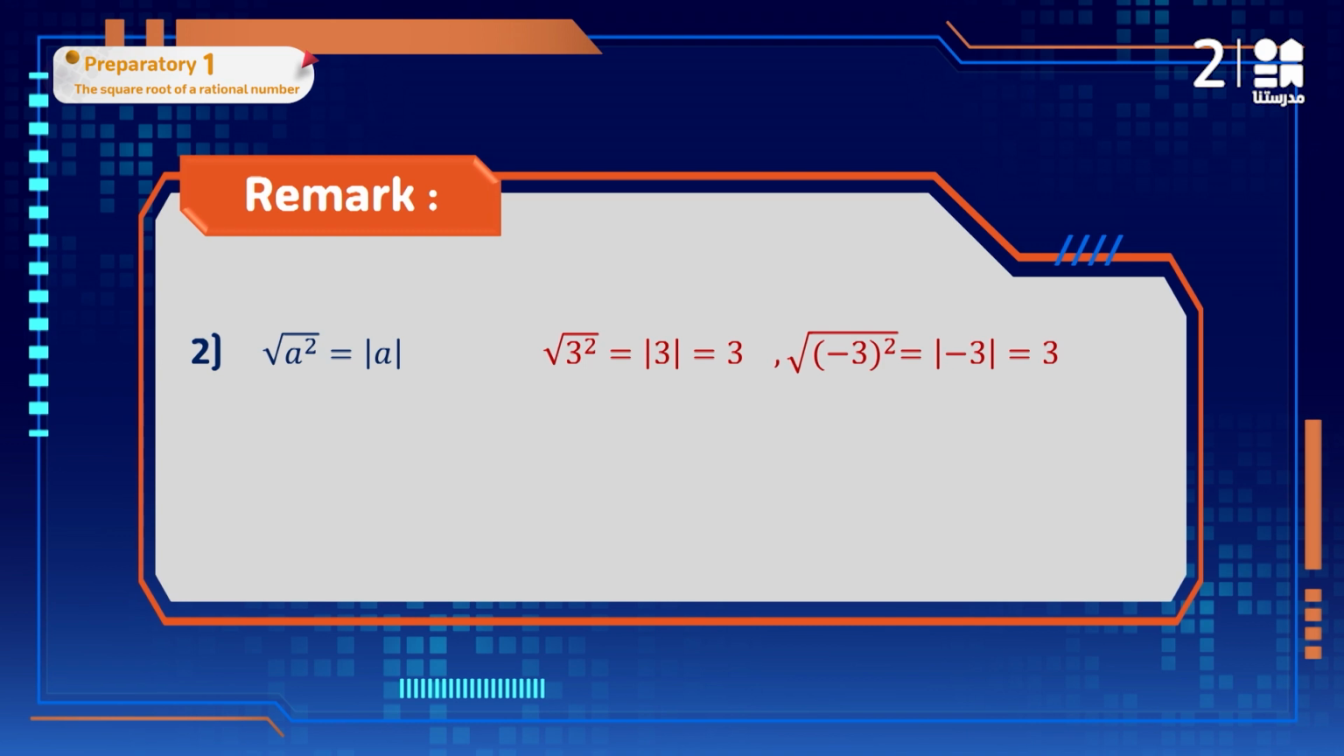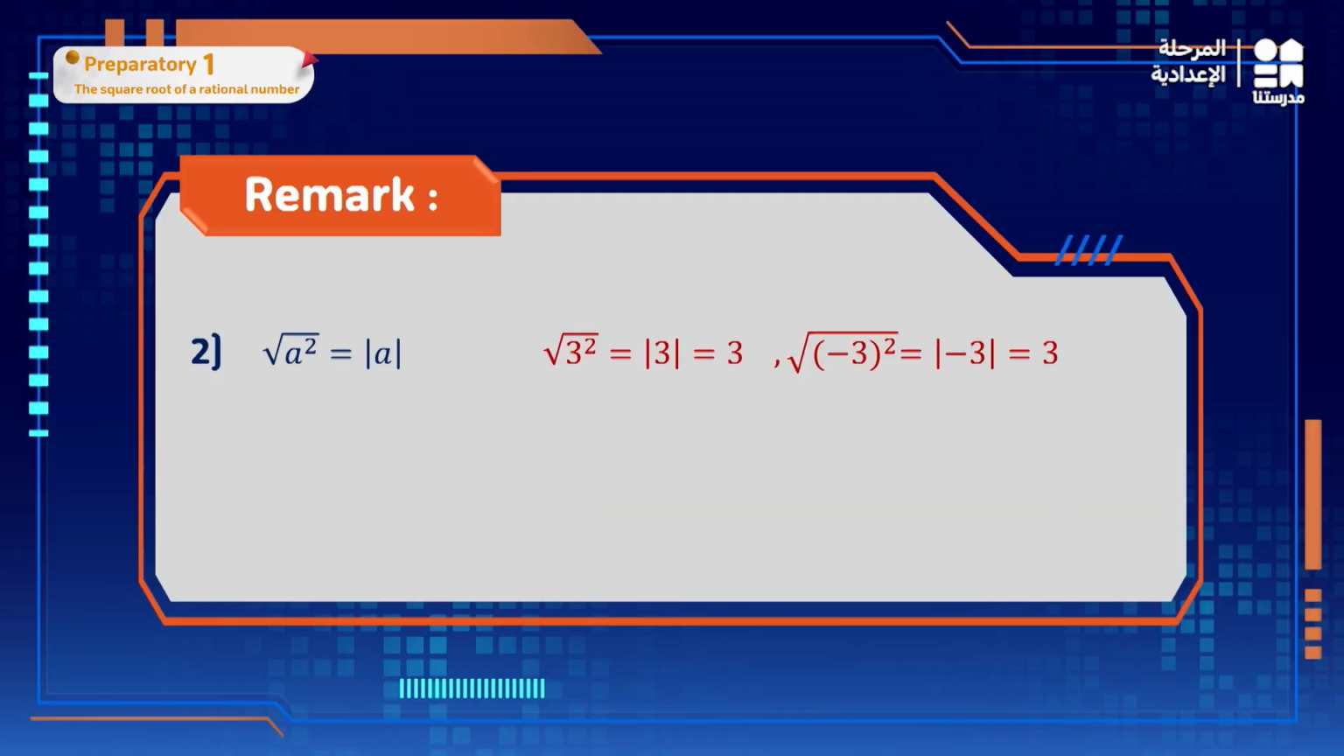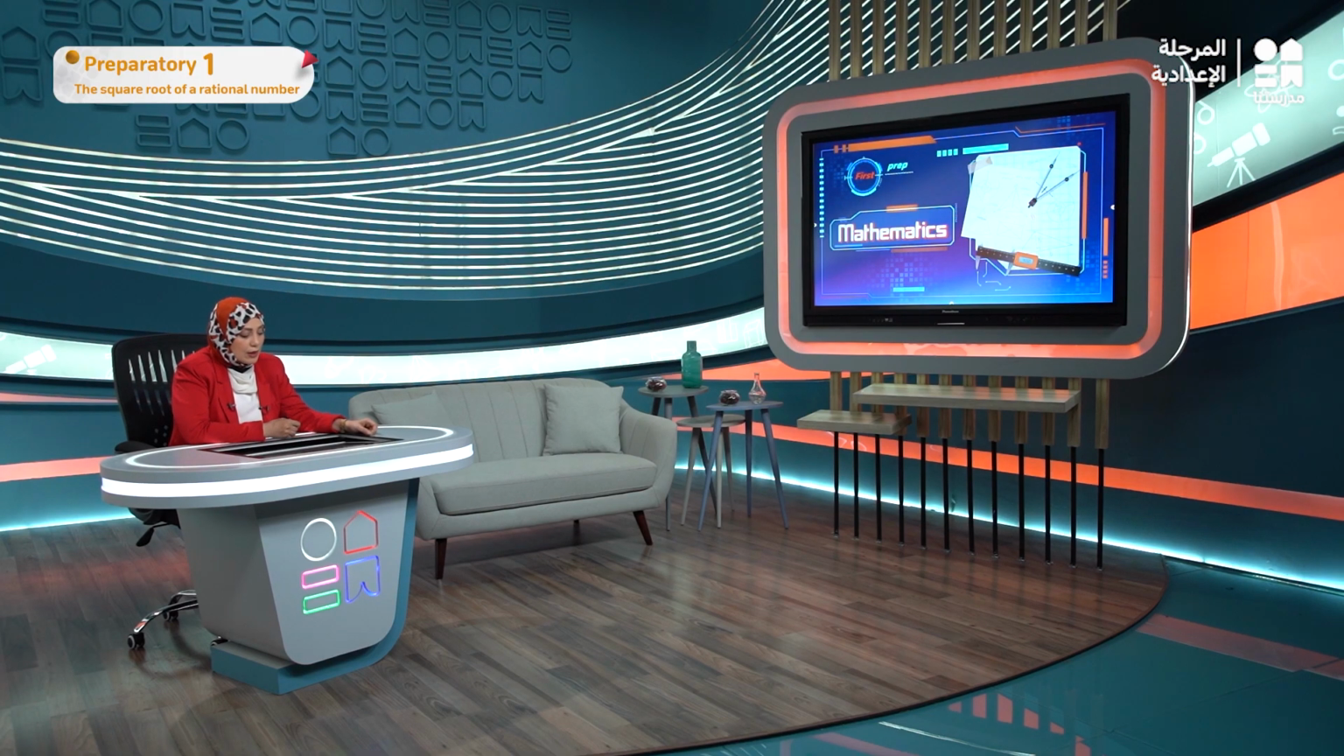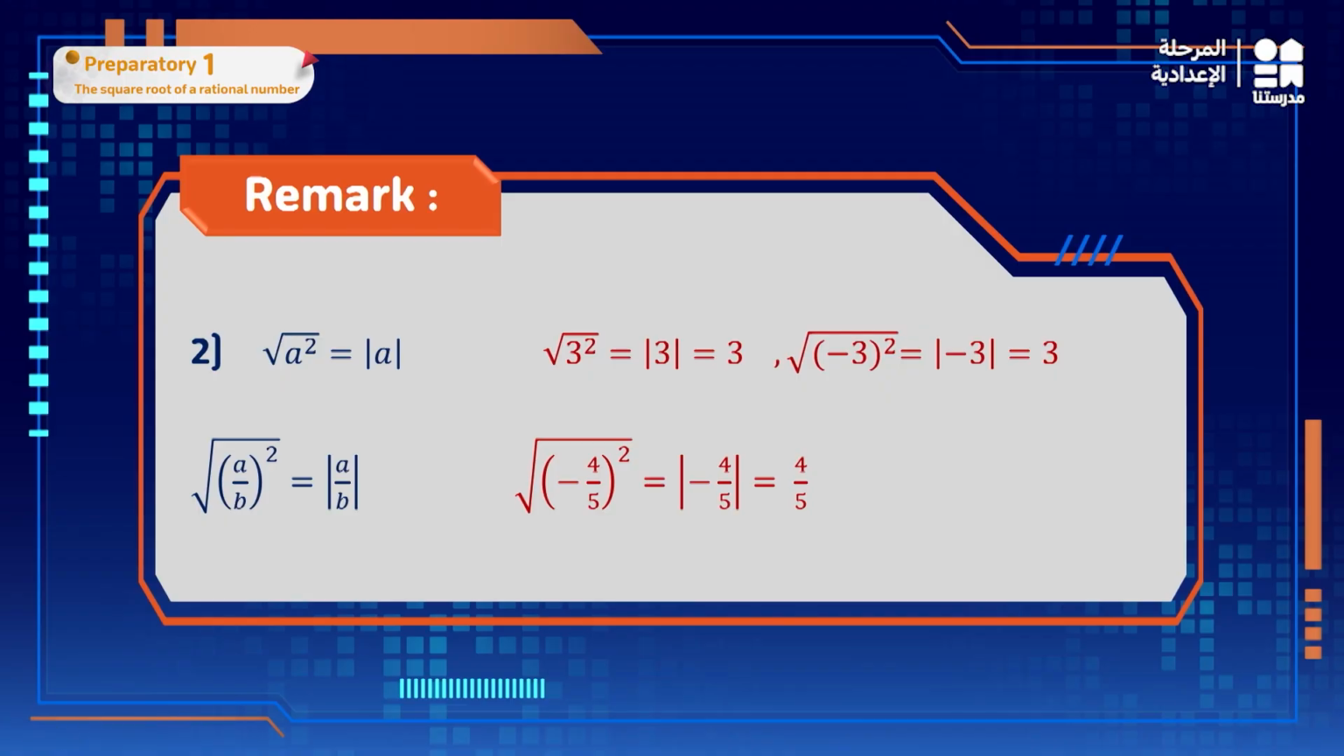Okay, what about the square root of negative 3 all to the power of 2? We are going to get the absolute value of negative 3, and the absolute value of negative 3 is 3. So don't forget to take it without sign. So the square root of 3 squared is 3, and the square root of negative 3 squared is 3.